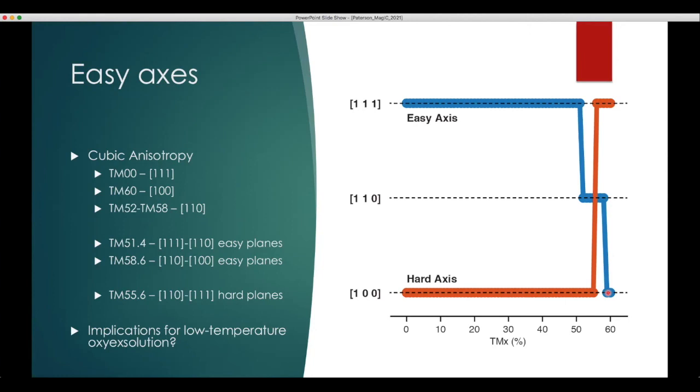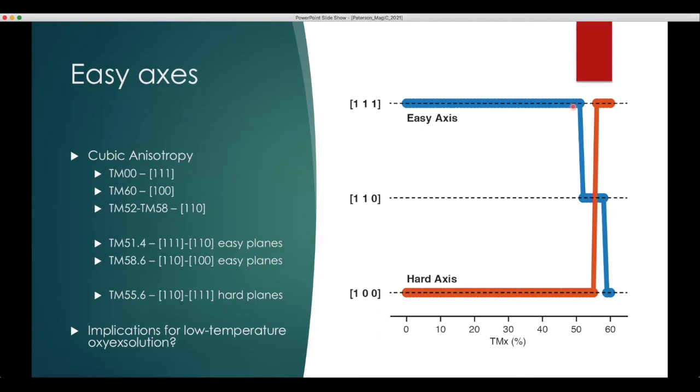And essentially what that means, or what it could mean, and we won't go into the details here, but it's something that I think is really interesting and should be thought about in more detail, is that as we go through the oxy-exsolution process, if this happens at low temperature, these transitions in composition, the transitions in the easy axis, essentially represent an opportunity for partial randomization of magnetization. So if we have a sample at some composition of TM55, and it were to undergo some low temperature oxy-exsolution, the remanence that it might be carrying may be partially randomized and partially lost as it transitions to a lower titanium composition.